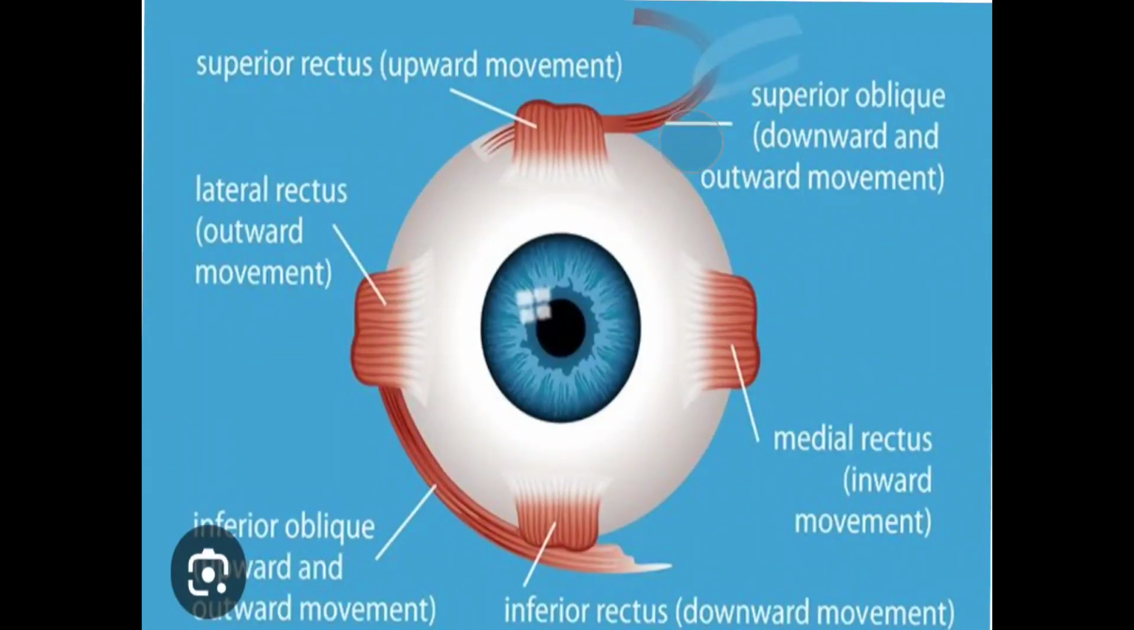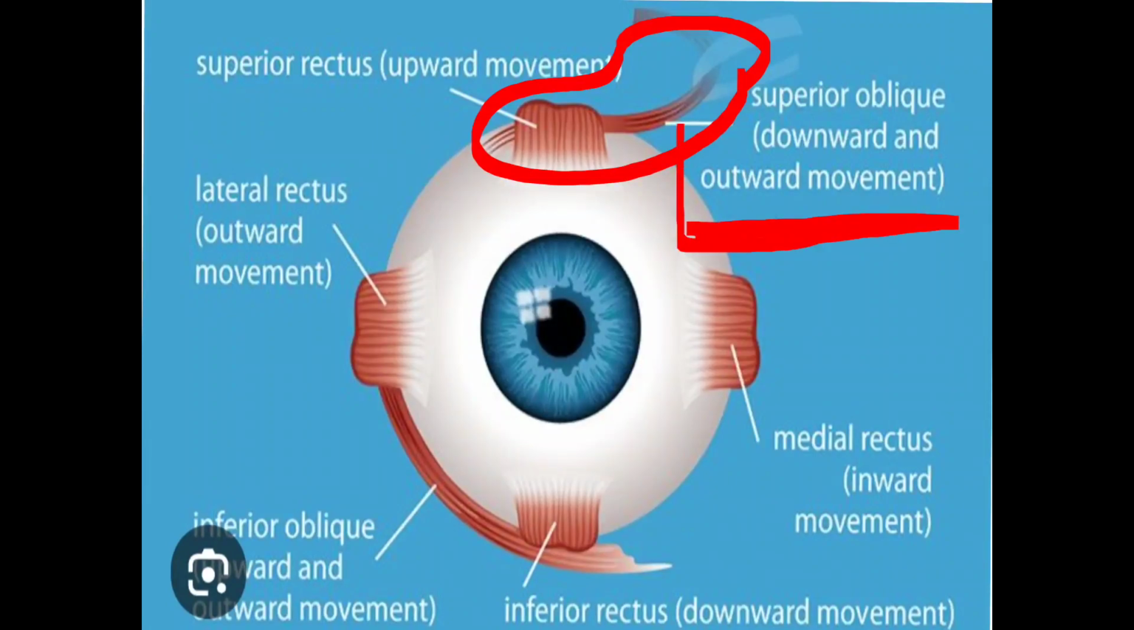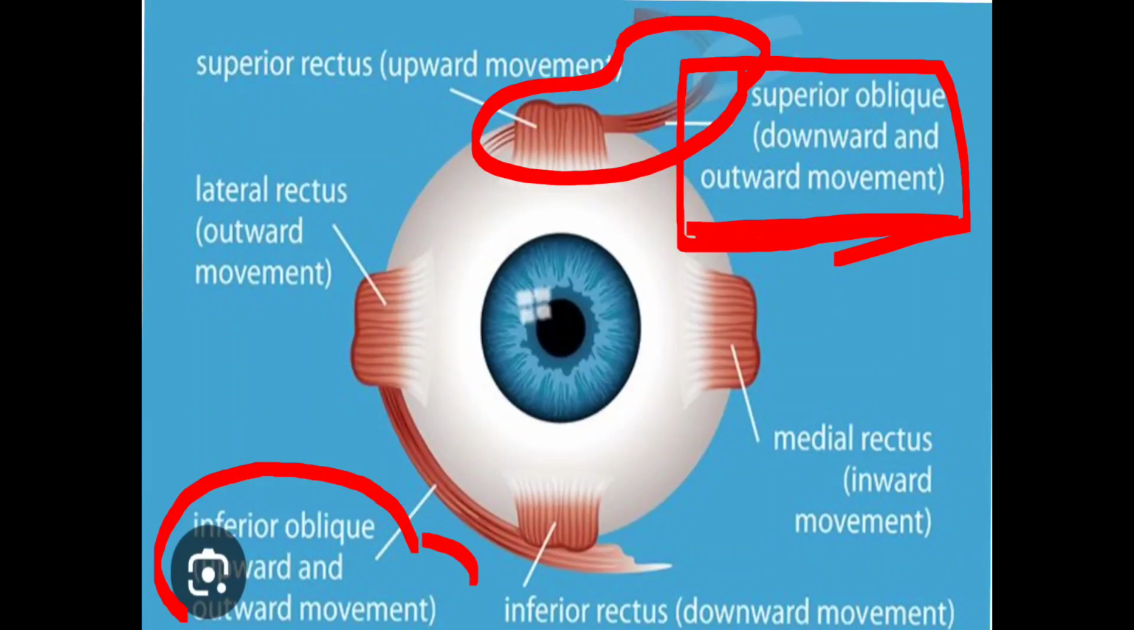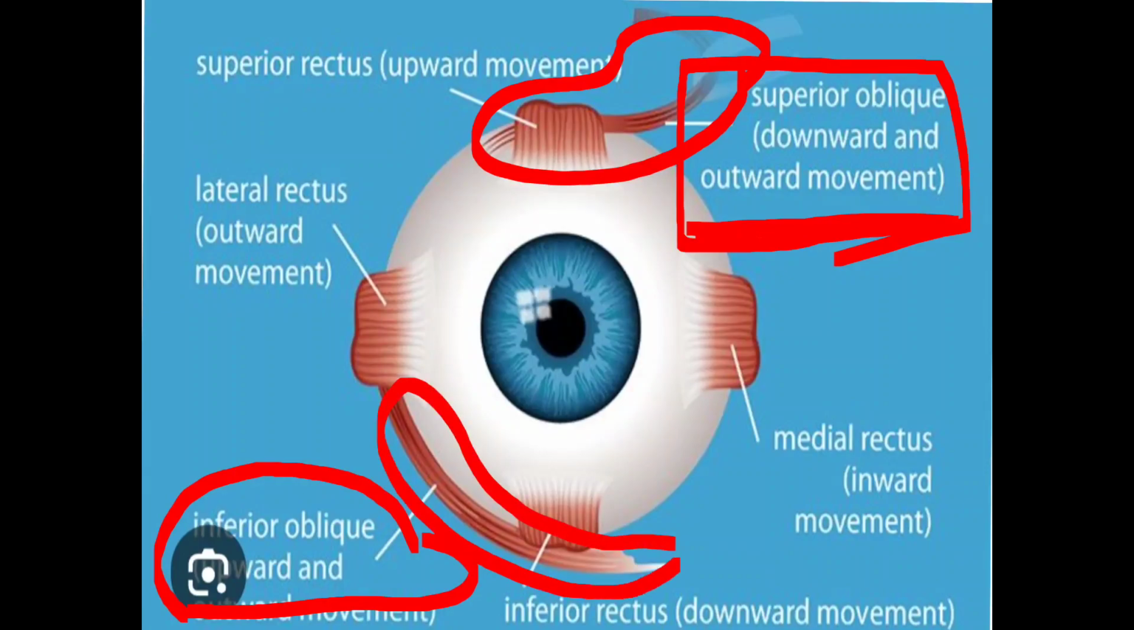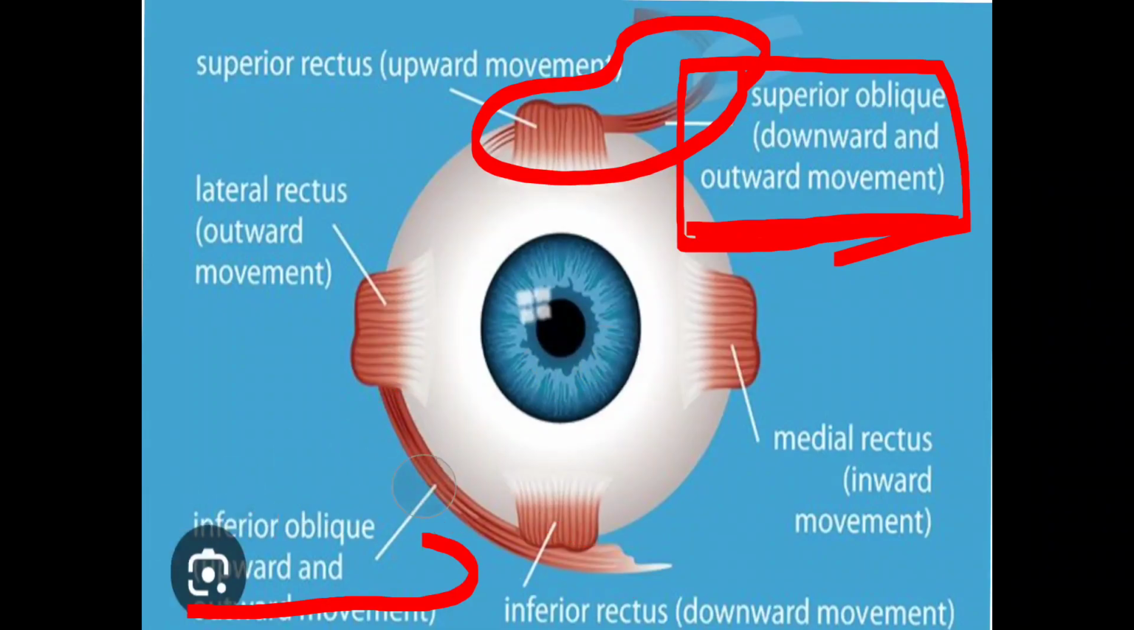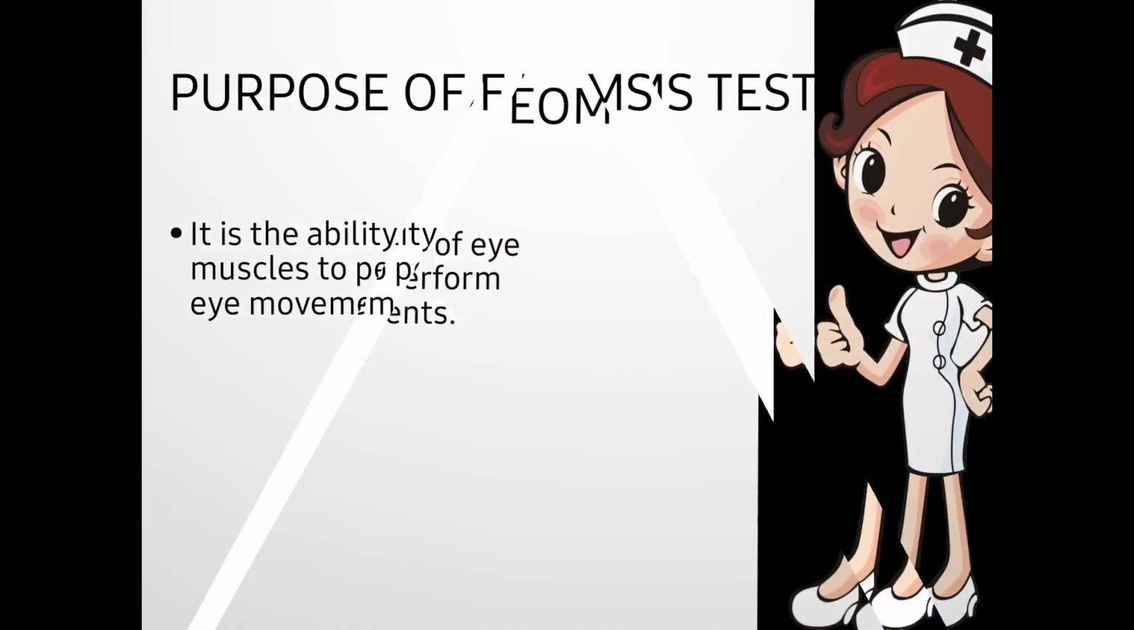Let's move to the 2 obliques. First one is the superior oblique and the second one is the inferior oblique. These are responsible for performing the circular movements. Okay, downward as well as outward movement is performed by the superior oblique, and upward and outward movement is performed by the inferior oblique. So these are the functions of both the obliques. One oblique is present here and the second oblique is present here. Okay, let's move to the next one.